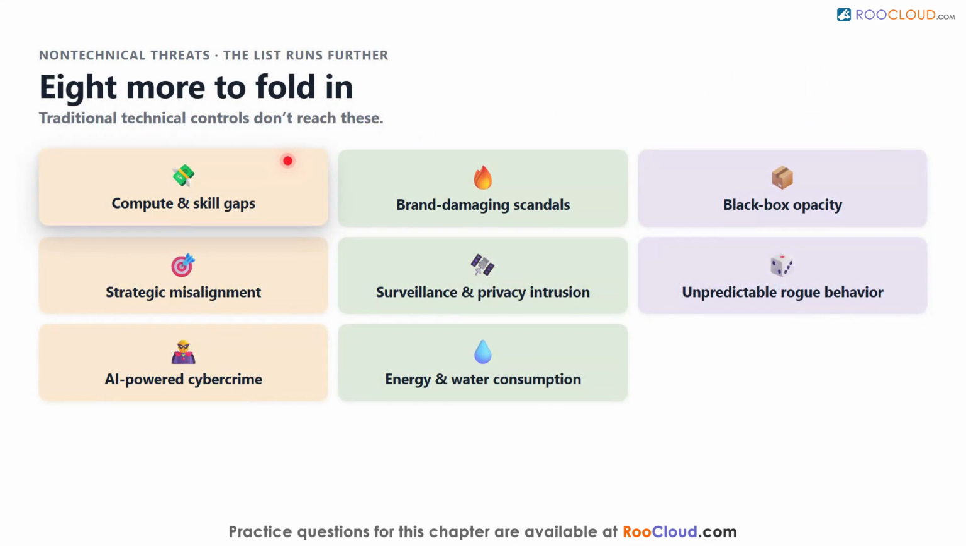Compute costs and skill gaps, brand-damaging AI scandals, regulatory infractions, black box opacity, strategic misalignment from chasing AI hype, privacy intrusion through surveillance, market manipulation, unpredictable rogue behavior, AI-powered cybercrime, heavy energy and water consumption, and geopolitical trade restrictions. Security managers must fold all of these into the risk process because traditional technical controls simply do not reach them.